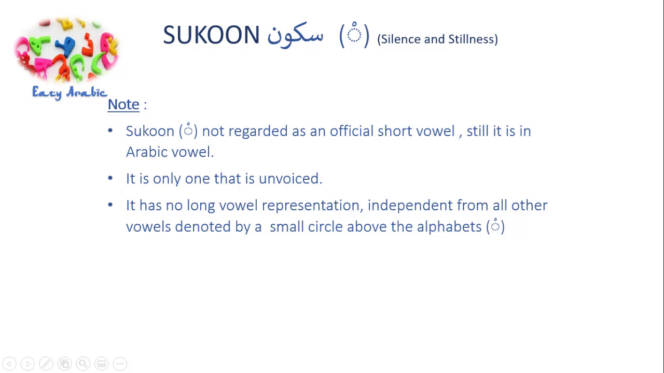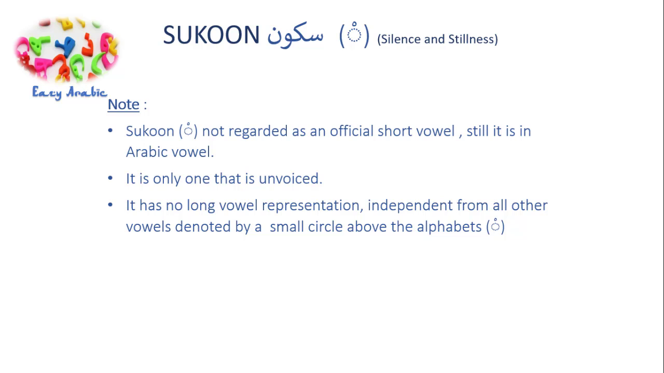This is about sukun. It is a special vowel mark. Its literal meaning is silence and stillness. Sukun is not regarded as an official short vowel, but it is still one of the Arabic harakat. It is different from all other vowels and the only one that is unvoiced. There is no sound on that consonant. Alif makes the sound a. Sukun and fa gives the sound f.